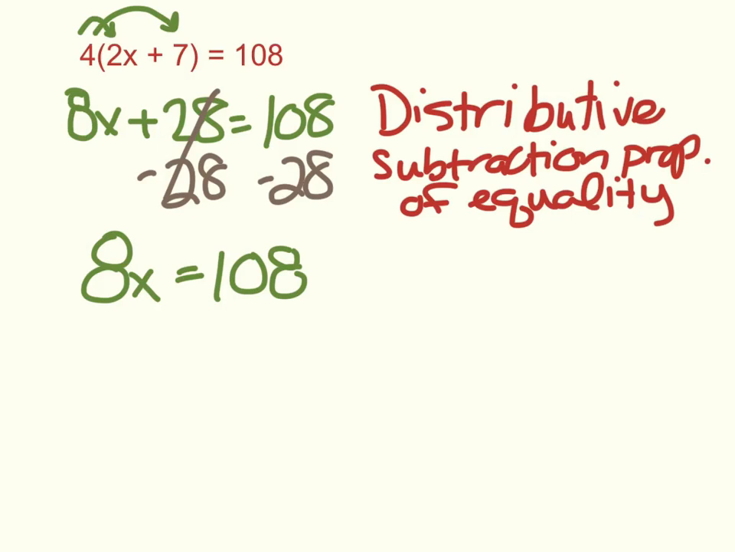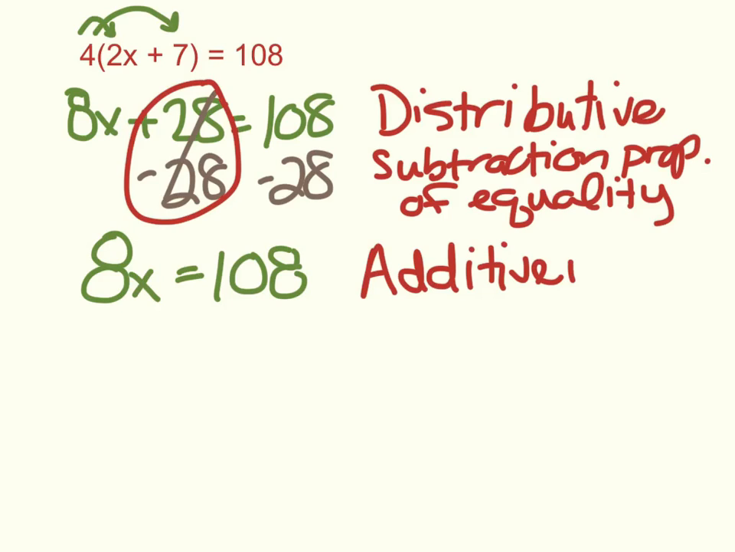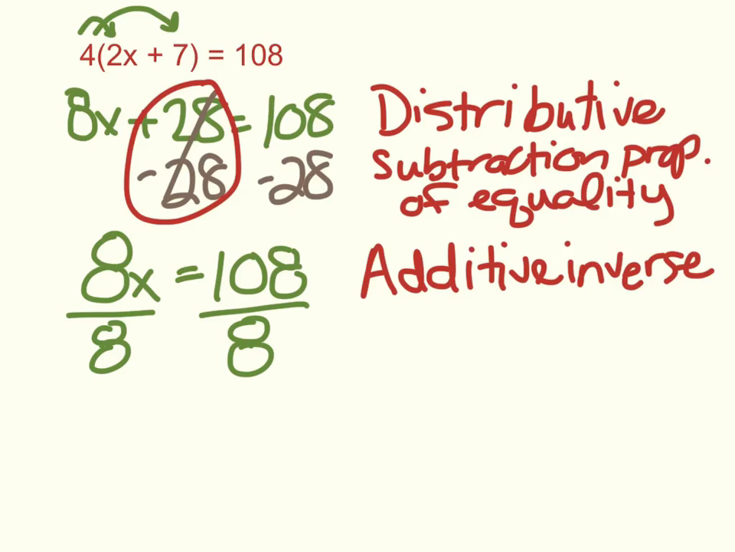And that was additive inverse, because if you noticed, we did a positive 28 minus 28, which gave us 0, right? So that was additive inverse. Now we need to get x all alone. 8 and x are glued together, and we can only separate them by dividing. 8 divided by 8 is going to be 1. It's going to leave me with x.